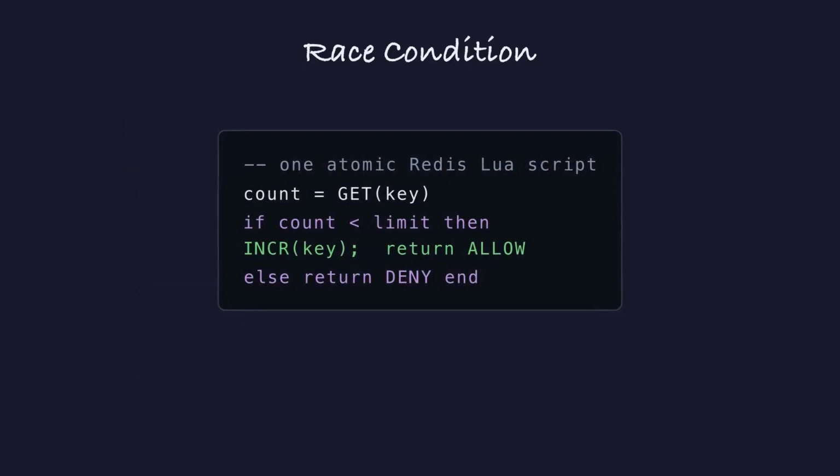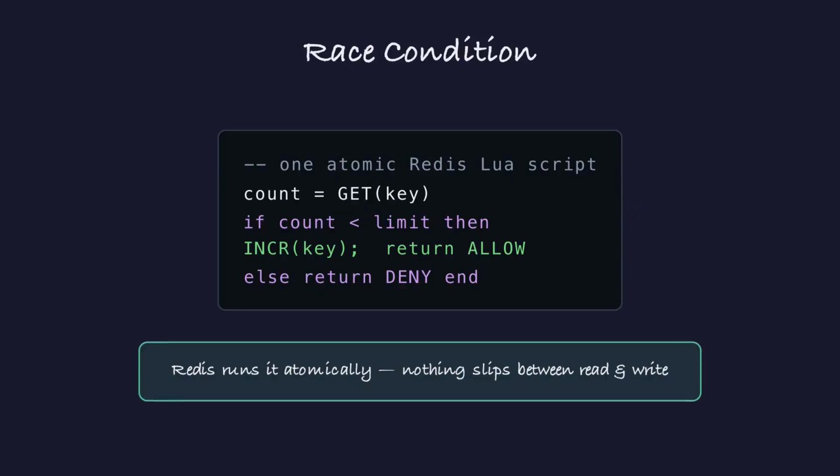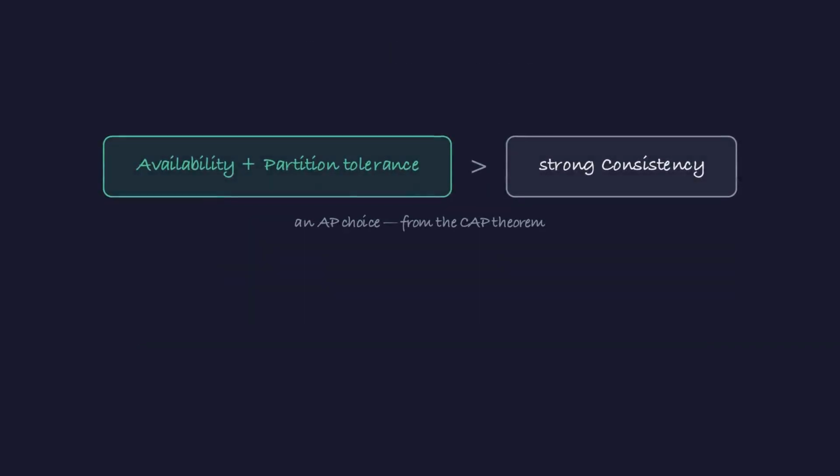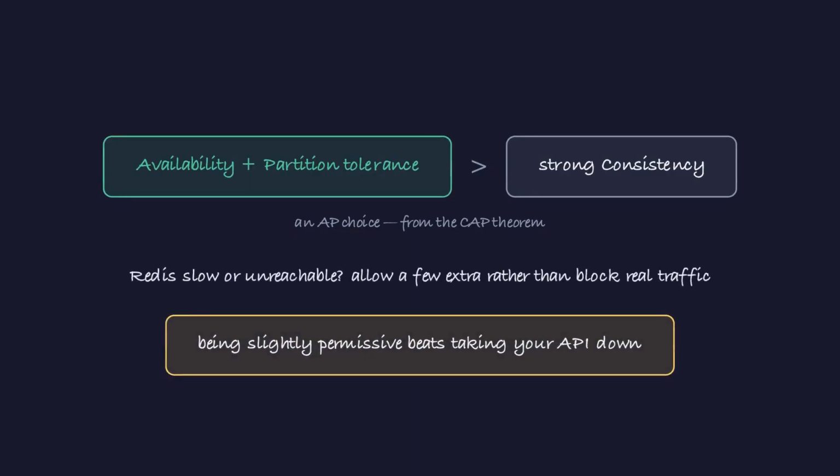The fix: server-side Lua scripting bundles the read, the count, and the write into a single atomic operation. Redis runs it atomically. No other operation can slip in between. Check-and-increment becomes one indivisible step. And one more trade-off worth knowing: production rate limiters often choose availability and partition tolerance over strong consistency, an AP choice from the CAP theorem. If Redis is slow or briefly unreachable, most systems would rather allow a few extra requests than block legitimate traffic. Being slightly permissive beats taking your API down.